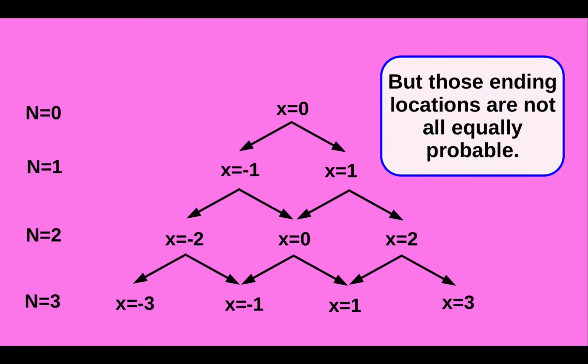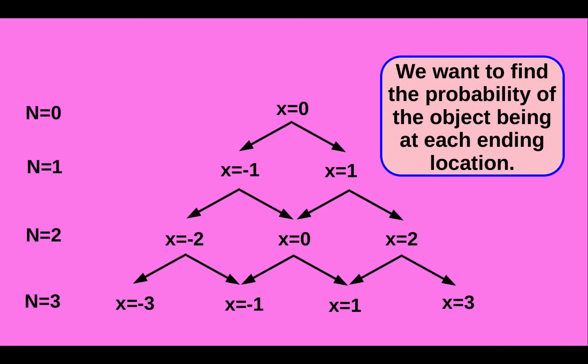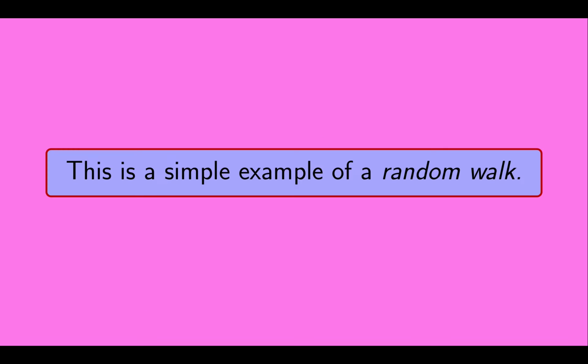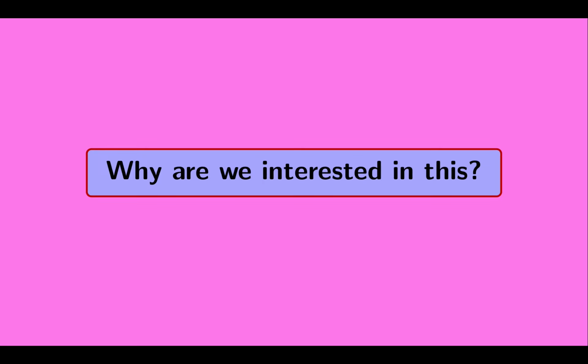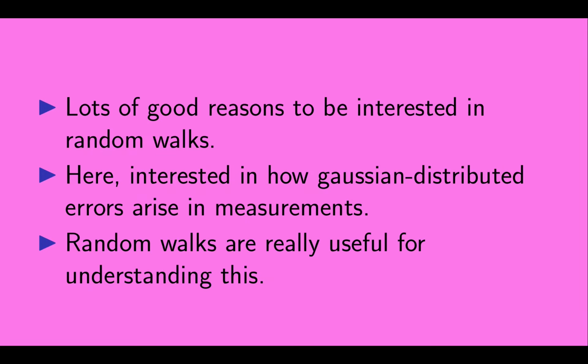But these ending locations are not all equally probable. We want to find the probability of the object being at each possible ending location. Okay, this is a simple example of a random walk. Why are we interested in this? Well, there are many good reasons to be interested in random walks, but here we're specifically interested in how Gaussian distributed errors arise in measurements, and it turns out that random walks are really useful for understanding that.